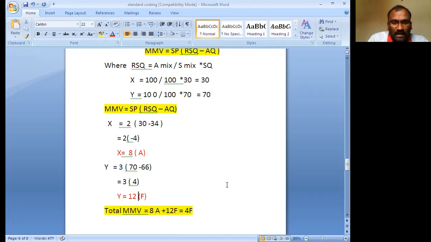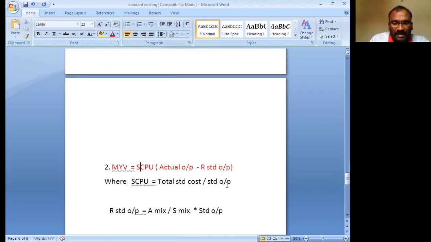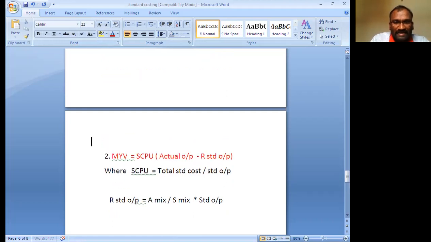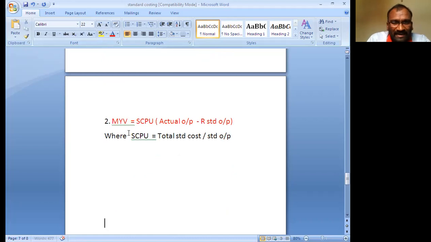In the second model, material yield variance. In material yield variance, how to calculate? I will explain clearly. Listen. In the formula, standard cost per unit, bracket open, actual output minus revised standard output. Here, actual output is 85 units. Revised standard output you don't know. Standard cost per unit also you don't know. That's why you are calculating the standard cost per unit.